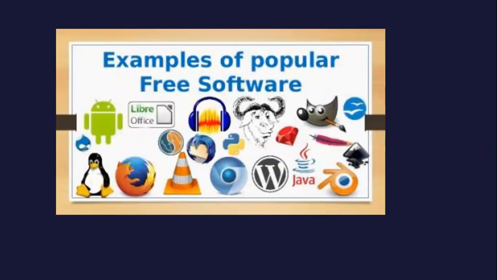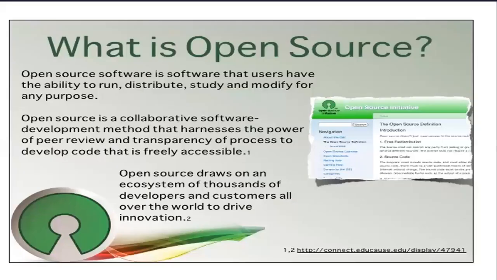These are some examples of free software: Linux, WordPress, VLC, Mozilla, etc. What is open source? Open source software is a software that users have the ability to run, distribute, study, and modify for any purpose. It can be freely used, but it does not have to be free of charge.